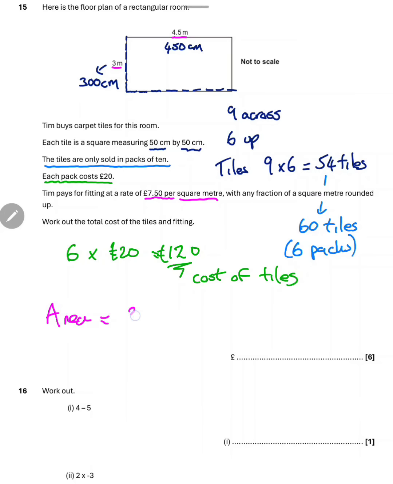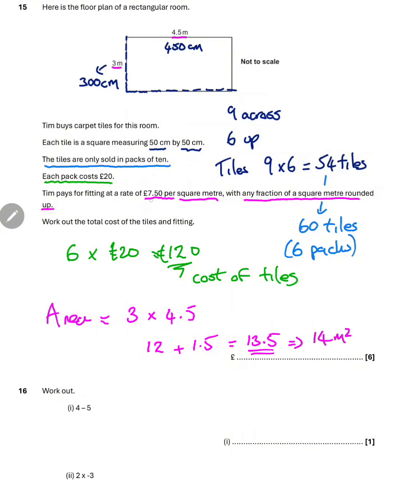We're going to say, well, it's 3 up multiplied by 4.5 across. This looks horrid, but it's not too bad. 3 times 4 is 12. 3 times 0.5 is just a half of 3, and that's 1.5. So my area is 12 plus 1.5, which is 13.5. It does say any fraction of a square metre is rounded up, so this is now 14 square metres.